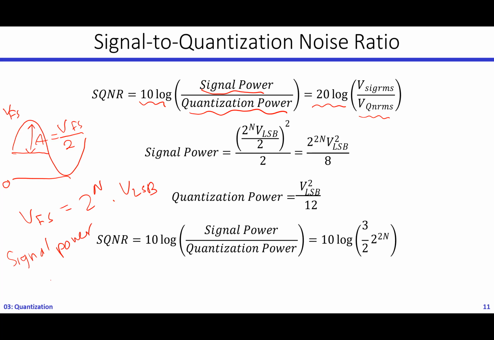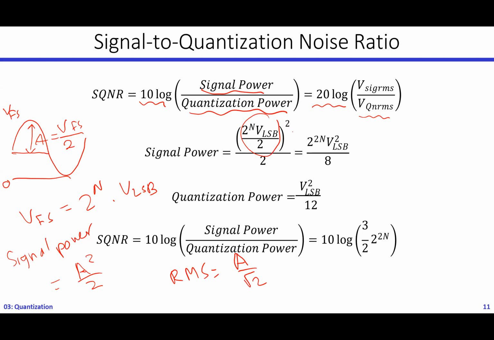The signal power is basically the amplitude A squared divided by 2, and the RMS value is A divided by the square root of 2. So it is the square root of this signal, assuming that the signal is periodic. It's a sinusoidal signal.